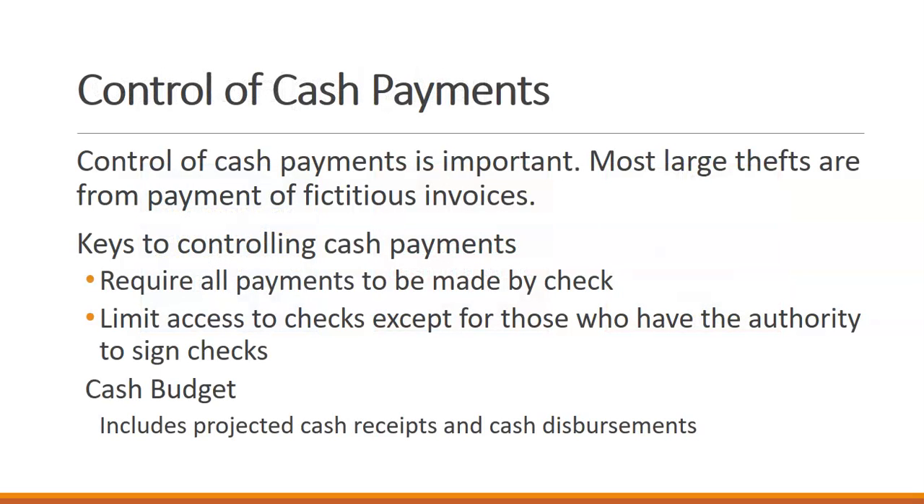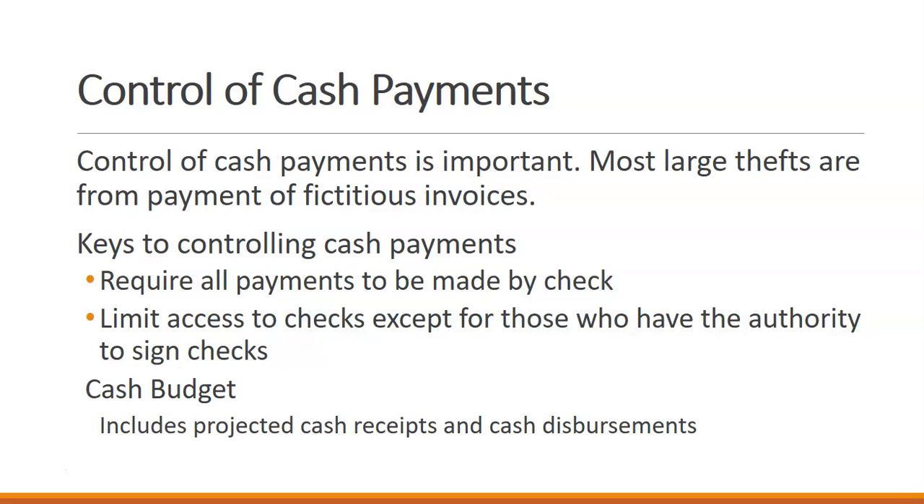Control of cash payments is very important because most theft happens when we have cash payments. And many large thefts are from payments of fictitious invoices. So we want to, one, require that all payments are made by check. Limit access to checks except for those who have the authority to sign checks. Another internal control that can be put in place is that we require two signatures on checks.